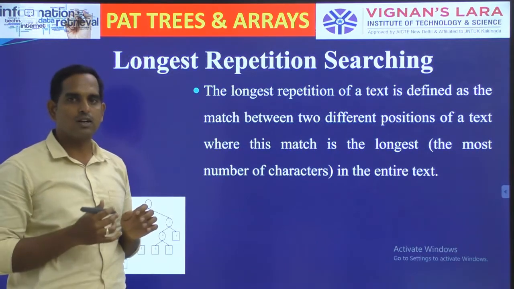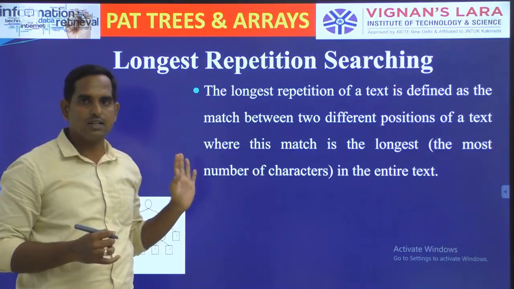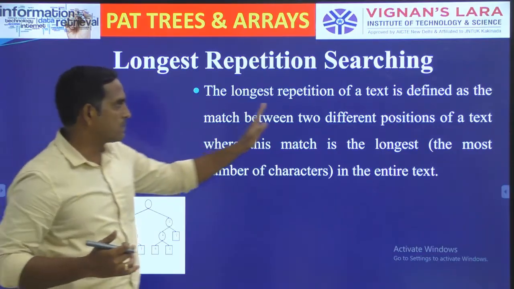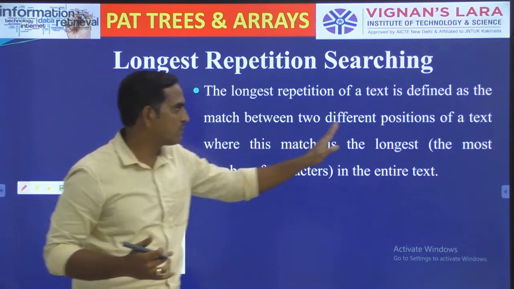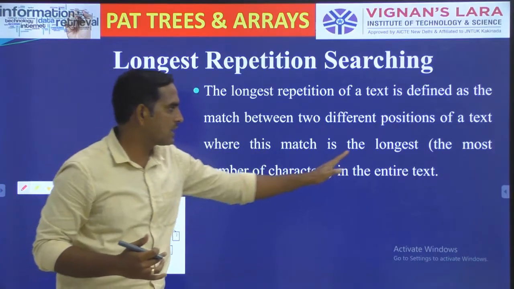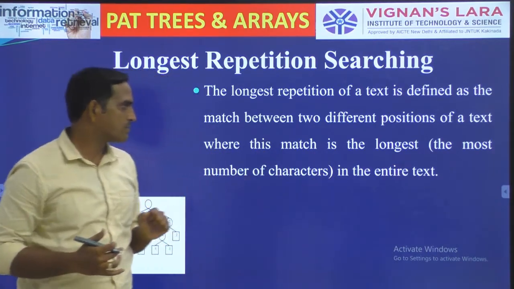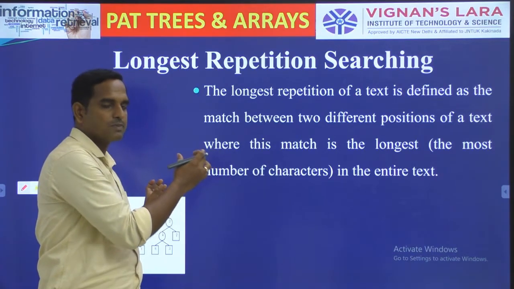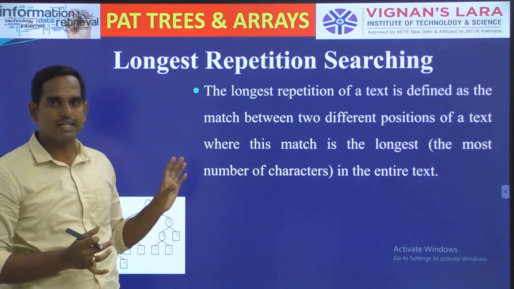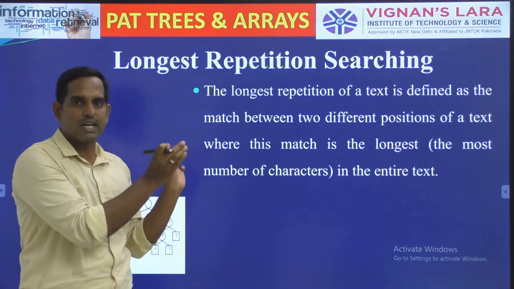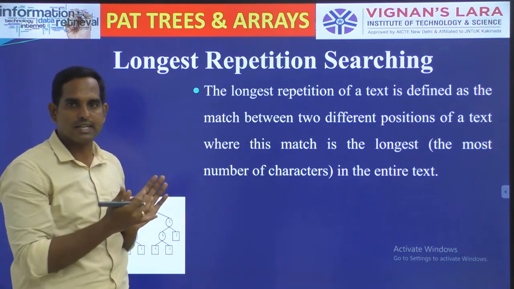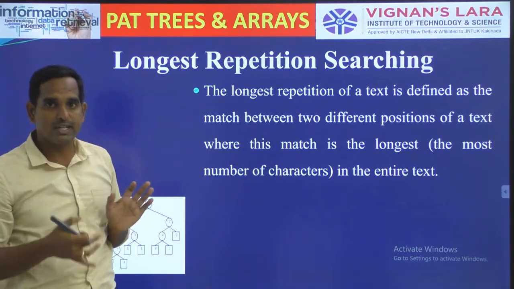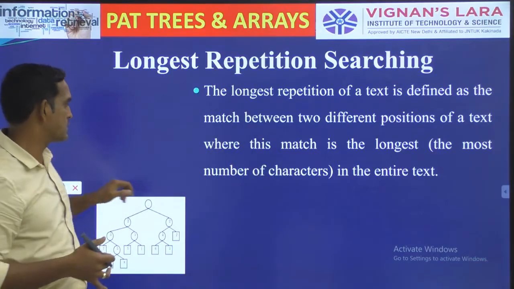The next type of algorithm is longest repetition searching, or longest repetition sequence in your particular text. The longest repetition of text is defined as the match between two different positions of a text where this match is the longest in the entire text. That is, if you are having one particular text, how many characters you are repeating, that is the longest repeating sequence you are having in a text. The maximum number of characters you are going to repeat in a particular text will be your longest repetition searching.